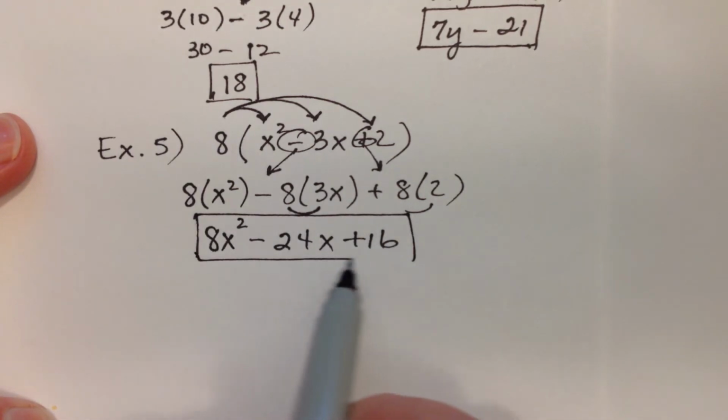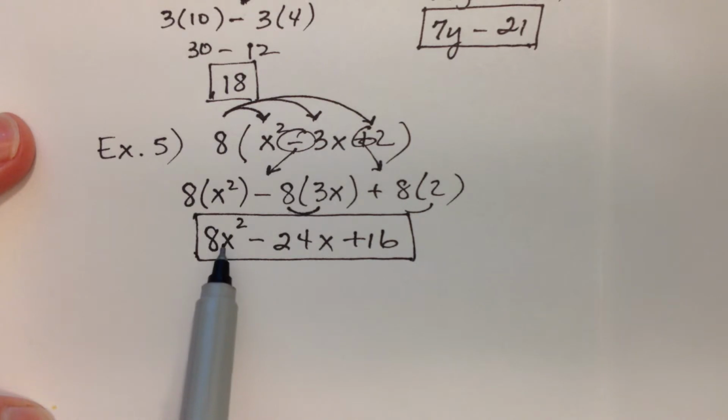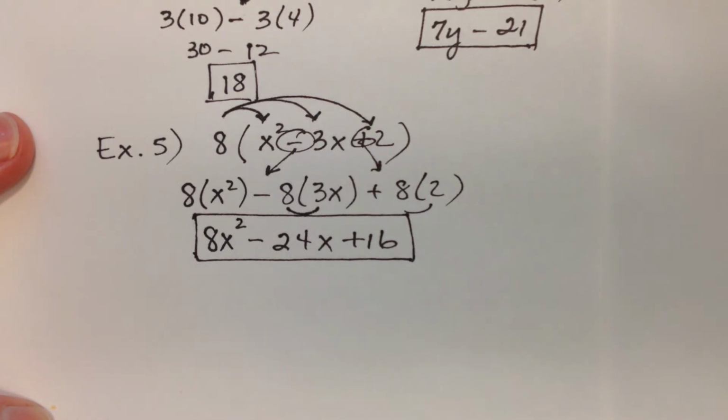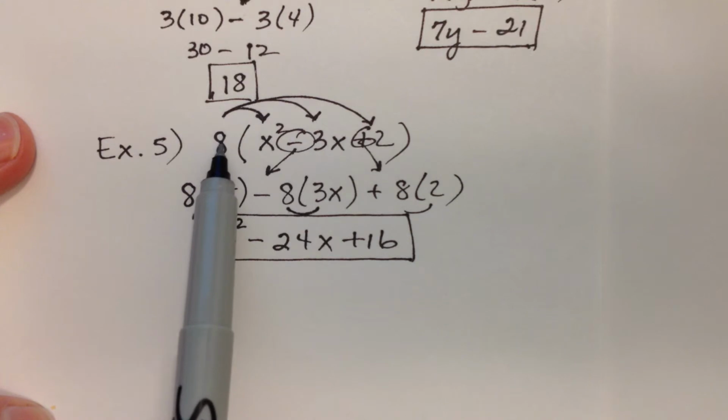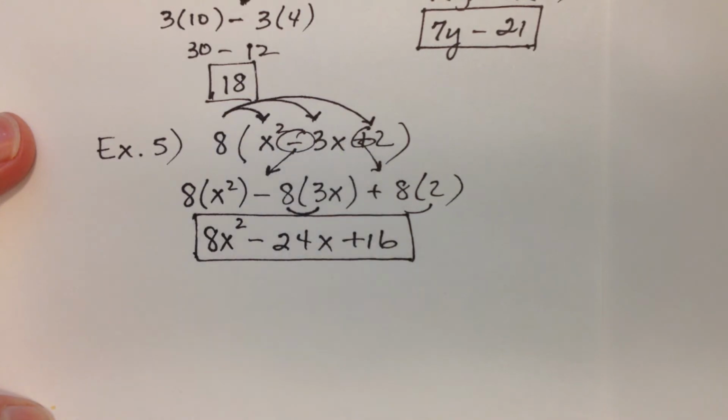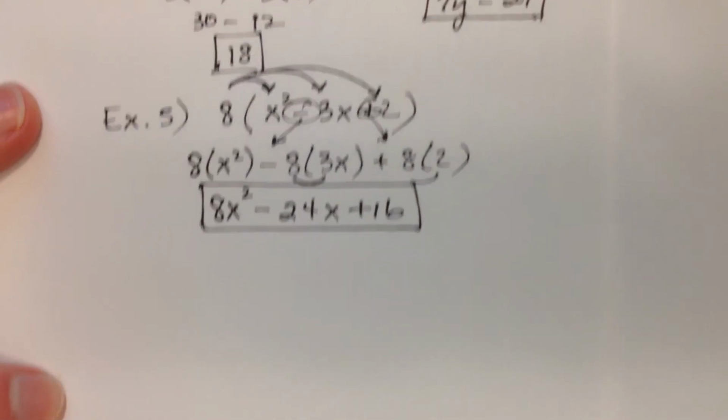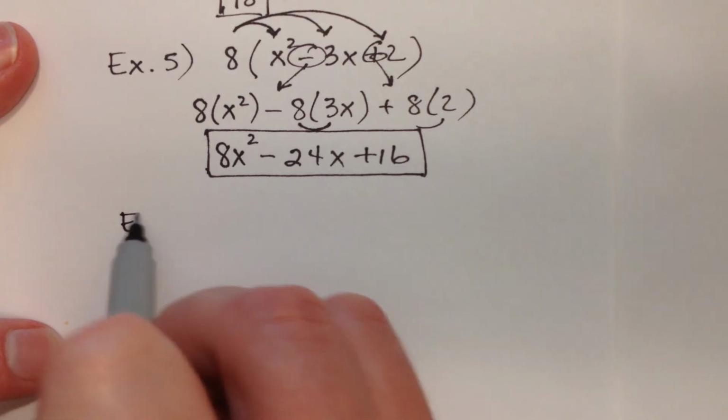So really, and there are no more like terms because this is an x squared, this is an x, and this is a constant. So that's all we can do as far as simplifying. And yet again, we have used the distributive property to eliminate these parentheses and distribute this 8 to all of these terms. Let's look at one more example.